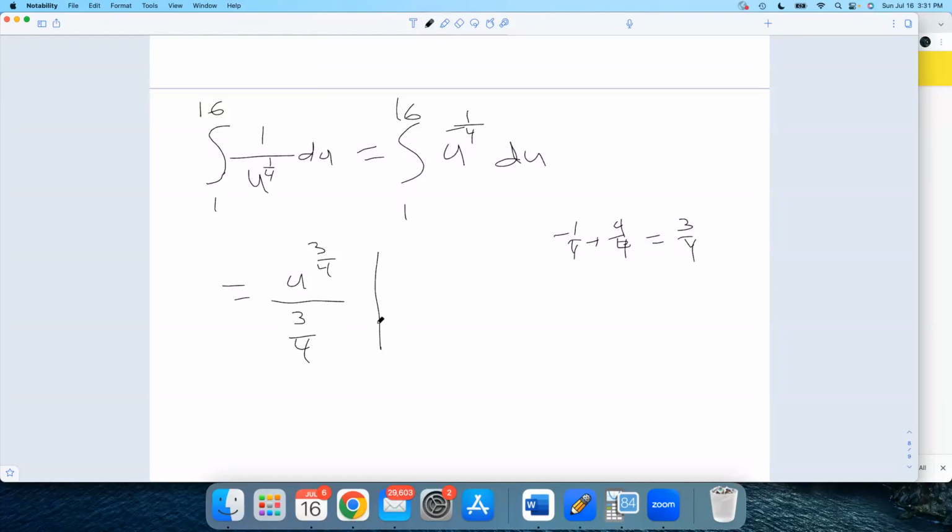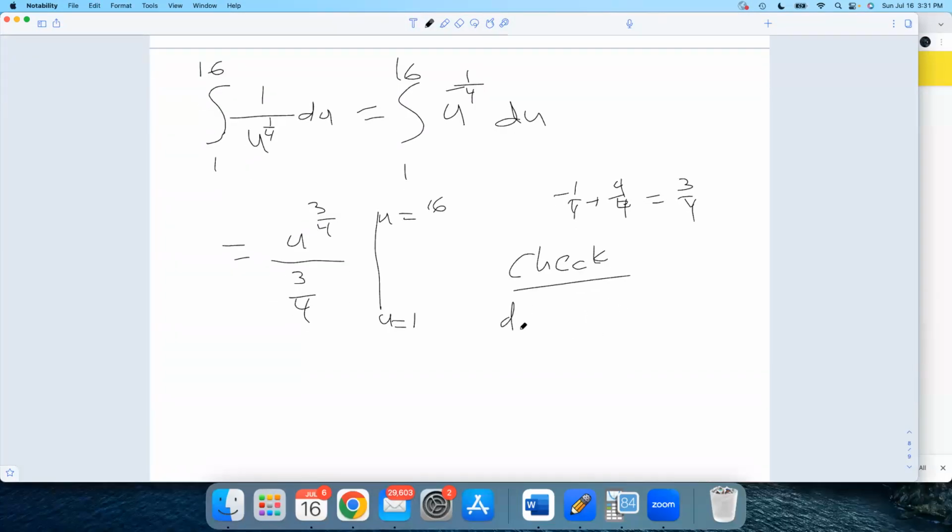Evaluated from, this is a definite integral, so I don't write plus c. Evaluated from u equals 1 to u equals 16. Okay, and we'll do the evaluation in a minute, but let's do a quick check. How could I check and make sure I did that right? Well, I could take the derivative with respect to u of this stuff here.